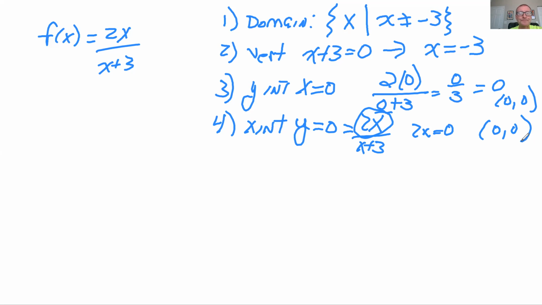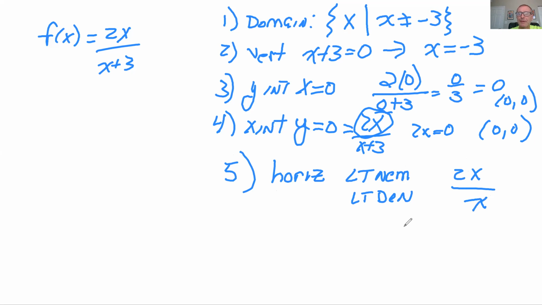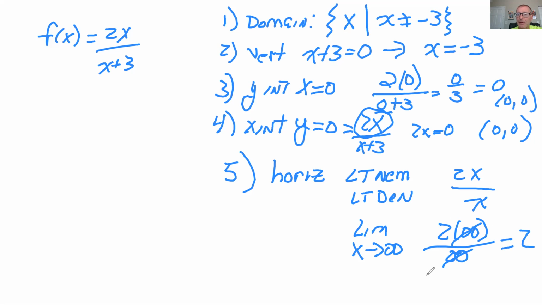And so what's the last one? The horizontal asymptote. In this case, the leading term in the numerator would be 2x, and the leading term in the denominator would be x. And so you see when you take the limit as x goes to infinity, it would be 2 times infinity over infinity. So these cancel out, and you get 2. So the value would be y equals 2.